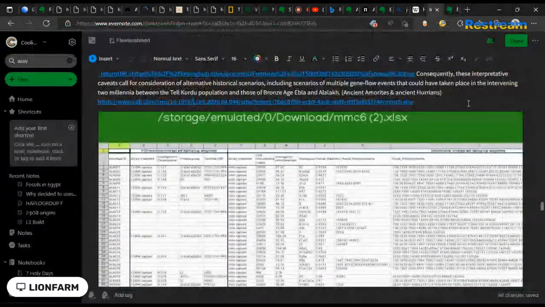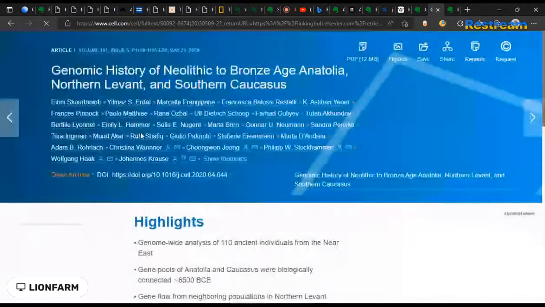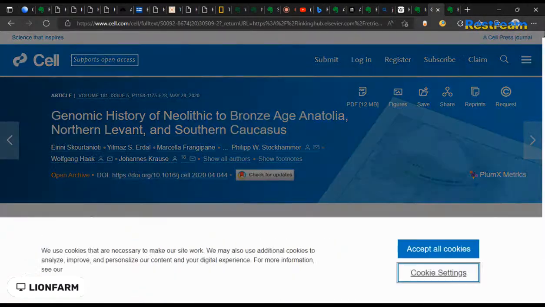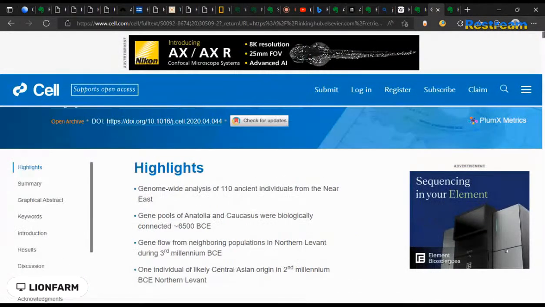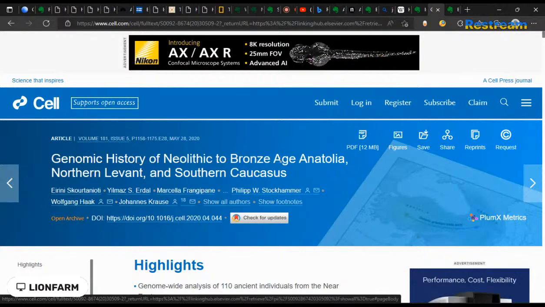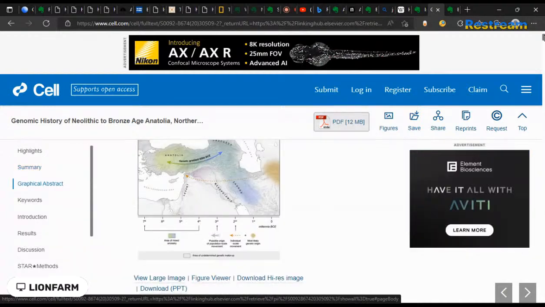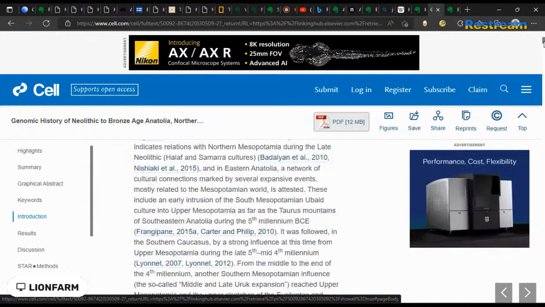I want to point out basically what they are, just to kind of make it clear what this is. So this is just a history of obviously the Caucasus. The genome history of the Neolithic to Bronze Age Anatolia, Northern Levant, and Southern Caucasus. So giving us a little understanding of that. That's going to be from 2020. So it's just obviously fossil studies are always good no matter the year. It's going to give us modern people. It's going to give us ancient people.